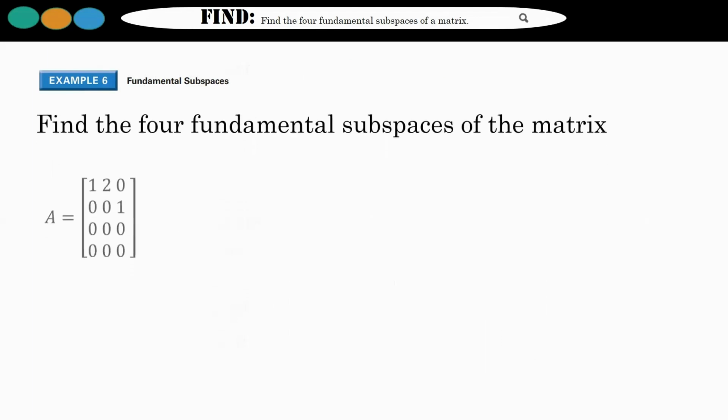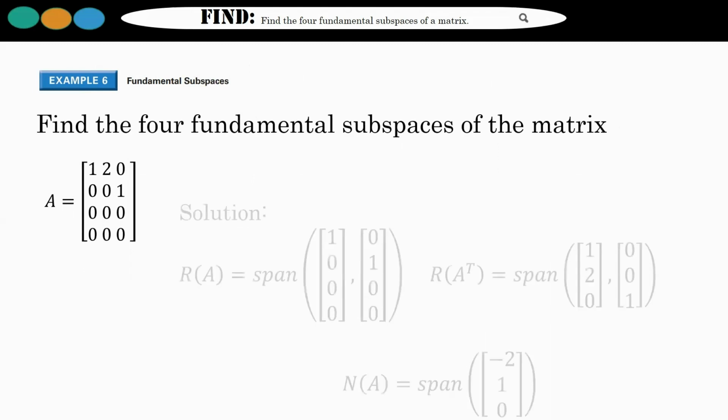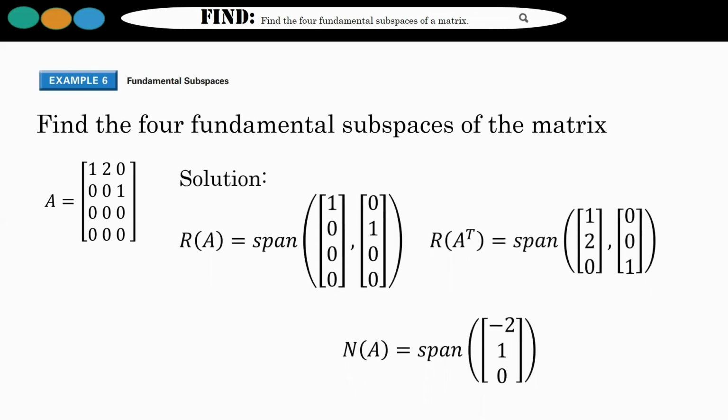So we have here example number 6 for fundamental subspaces. We need to find the 4 fundamental subspaces of a matrix A equal to 1, 0, 0, 0, 1, 0, 0, 0, 2, 0, 0, 0, 0, 1, 0, 0. So for the solution, the column space of A is equal to the span of 1, 0, 0, 0, 0, 1, 0, 0.